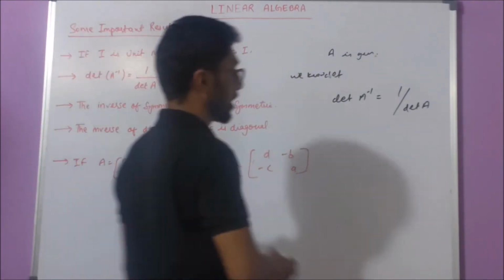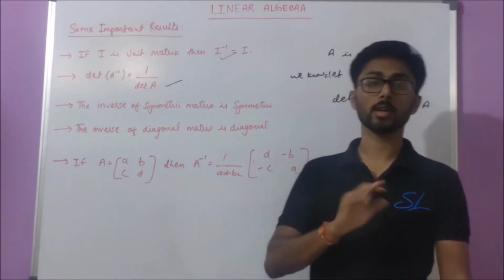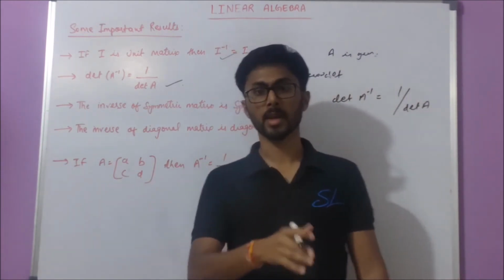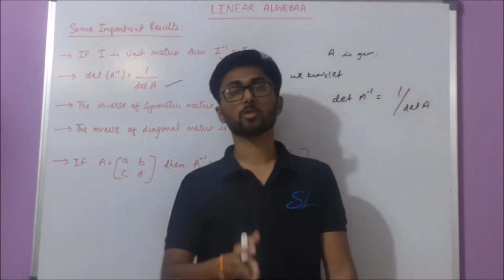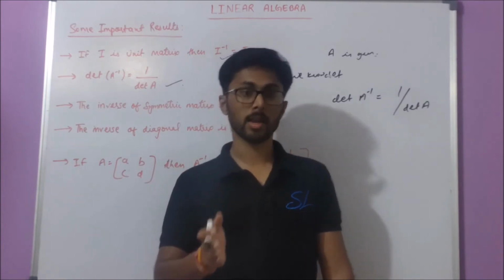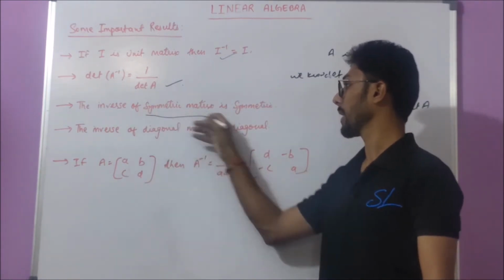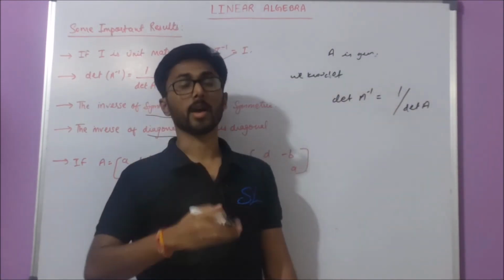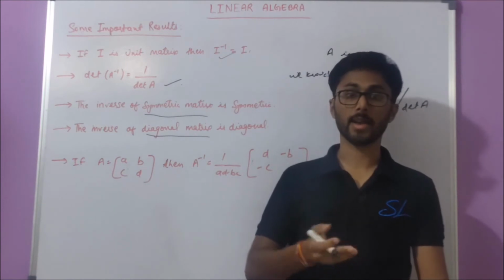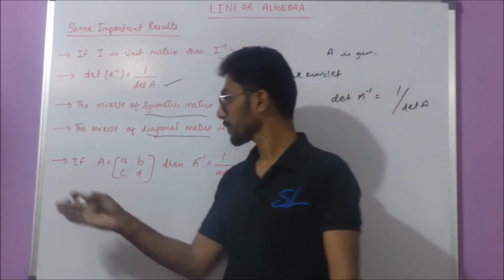Now the third point is, the inverse of a symmetric matrix is always symmetric, and the inverse of a diagonal matrix is diagonal. So if you don't know what is a symmetric matrix or what is a diagonal matrix, you can go to the previous video where I have discussed symmetric matrix and diagonal matrix. You can find the videos on the playlist.